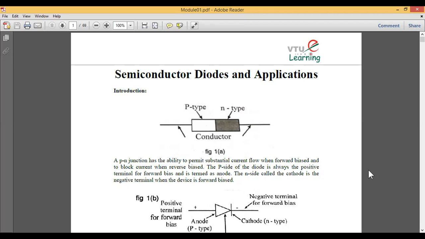So in the field of electronics and communication, these devices, especially semiconductor devices, play a very important role. Now, when it comes to semiconductor devices, which type of material should I use?